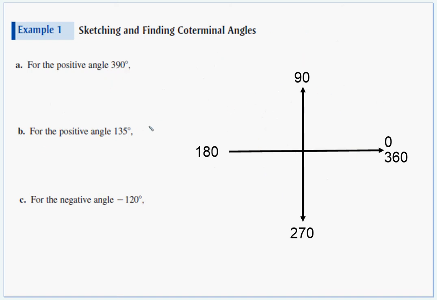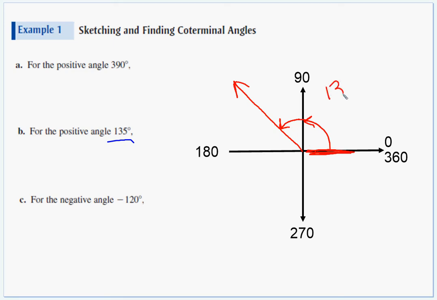Letter B. Angle is 135. Well, let's see, if I start here at 0 and I go to 90, I'm not there yet. If I go to 180, I've gone too far. So I know I'm going to be somewhere here in the second quadrant. We're actually going to be splitting it right down the middle.